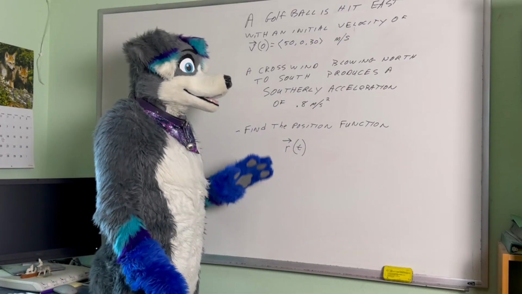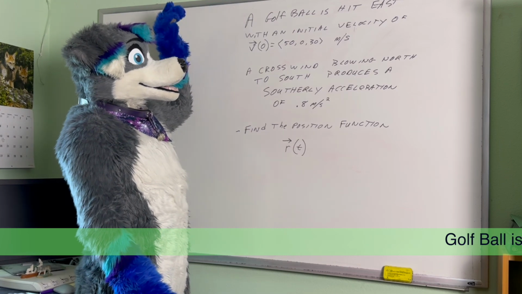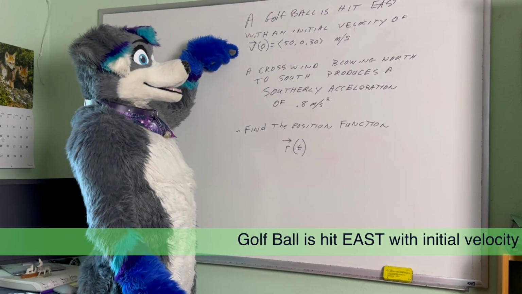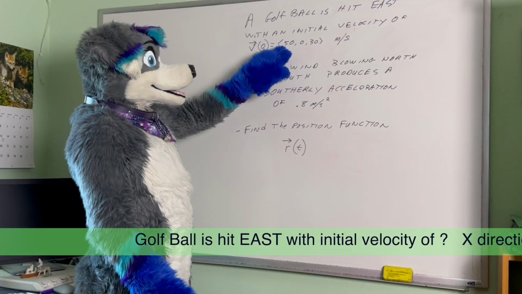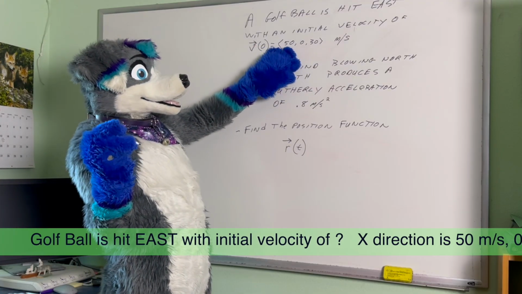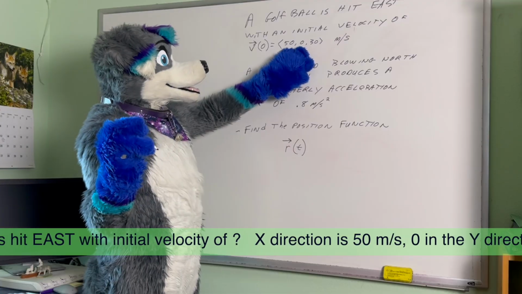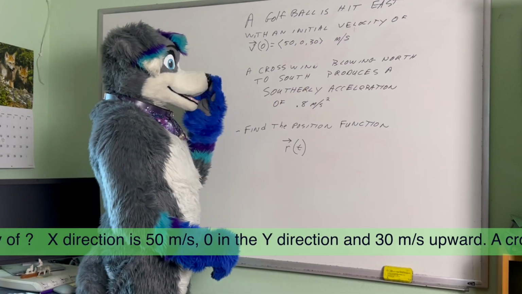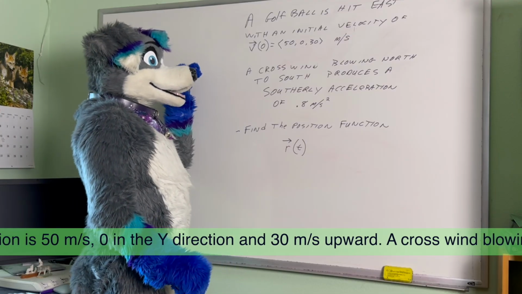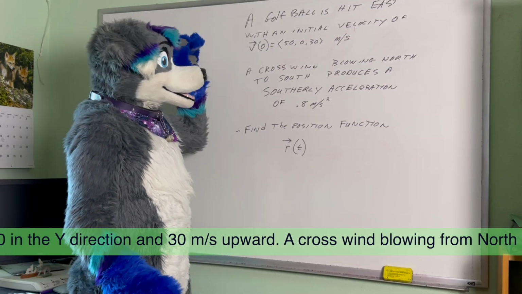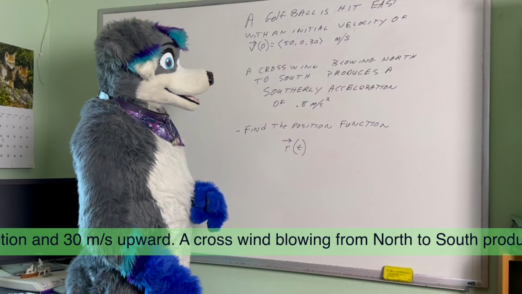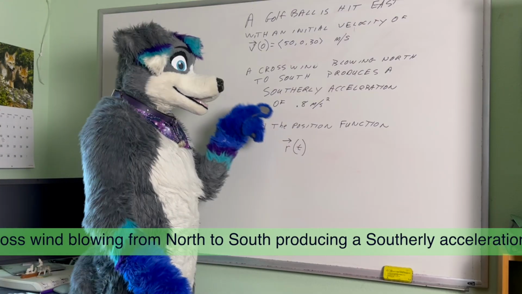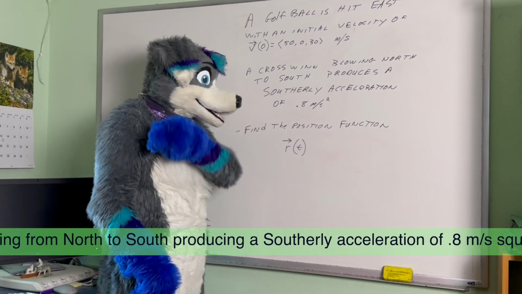So I'll draw this in a second, but just to read it, we have a golf ball. It's hit east with an initial velocity of this. When I draw the picture, we'll see what this means. But this is basically the x direction is 50 meters per second, 0, and the y direction 30 meters per second upward. That's its initial velocity. We have a crosswind that's blowing from the north to the south, and it's producing a southerly acceleration of 0.8 meters per second squared.